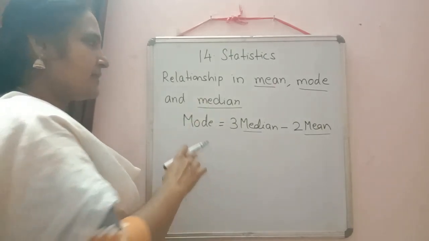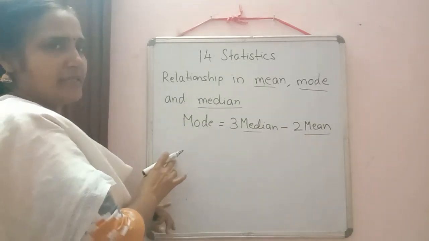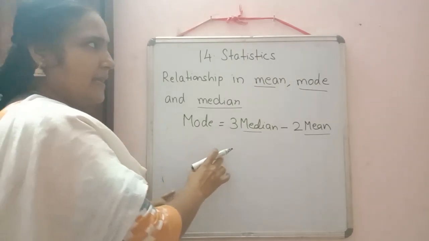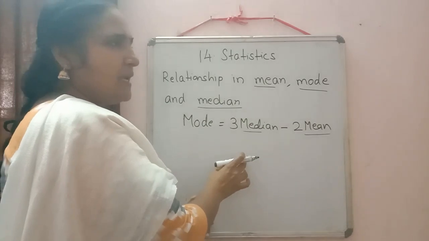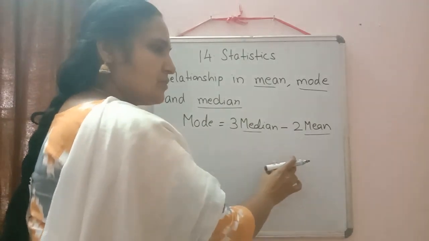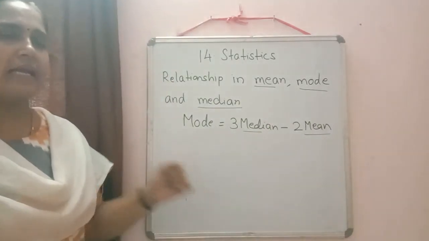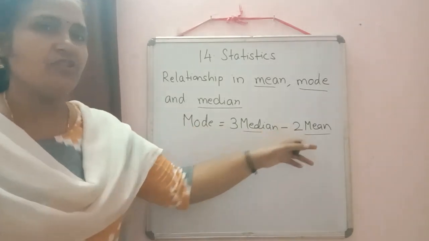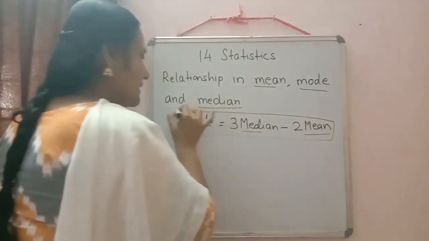You can remember it in this way, 1, 2 and 3. Here mode is alone in the left hand side. So 1 into mode, that is equal to mode only. Then median and mean. In median more letters are there, so median is multiplied by the greater number 3. Then we have mean, so the only number left is 2. So 2 into mean. In this way you can learn the relation. Mode is equal to 3 into median minus 2 into mean. Questions can be asked based on this result.